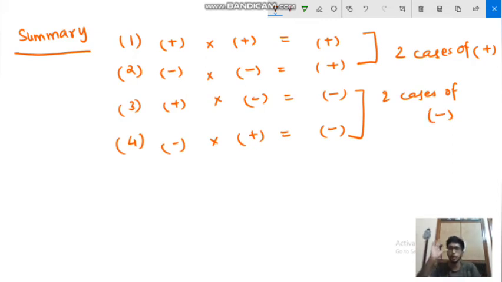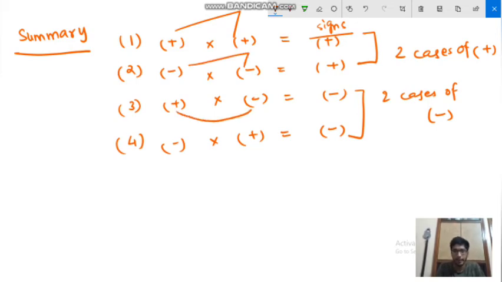You have to do the normal multiplication you do. Just what you need to remember is the signs, what signs you are going to put. So 2 positive will give you a positive, 2 negative will give you a positive, positive and negative will give you negative, negative and positive will give you negative. Okay, so take 30 seconds and note it down, then I will give you questions to do. Your time starts now.